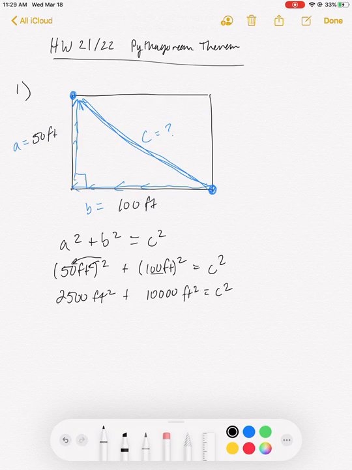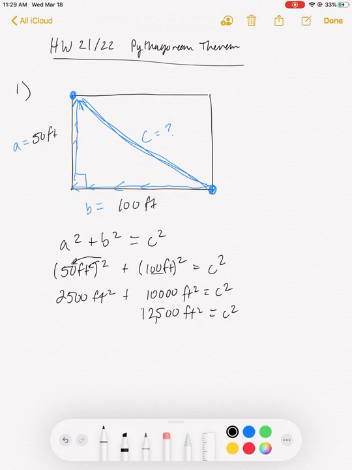Okay, so when I add those together, I get 12,500 feet squared equals C squared. Sorry, it's 12,500. And when you have those numbers there, it's probably not going to be very nice. So that's why you also need to use your calculator and the square root button.